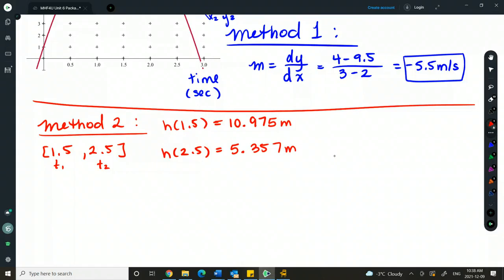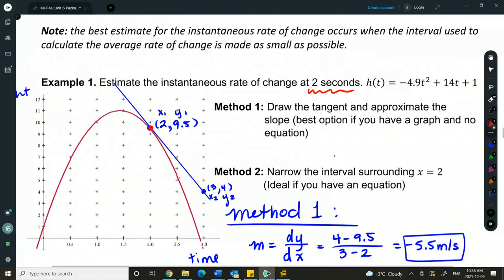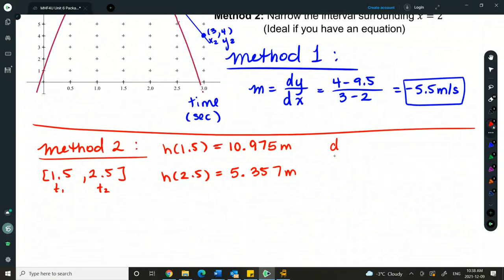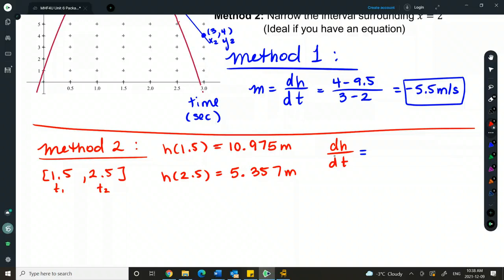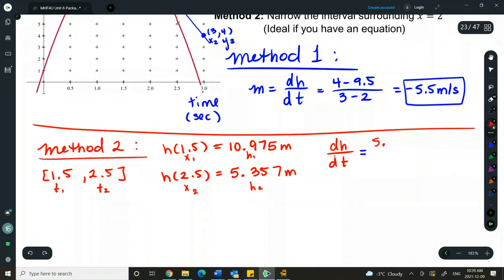Okay, so if we were to find the instantaneous rate of change, we would do delta y over delta x, or I guess I should have been using delta h over delta t. So dh over dt, I might actually just change this one as well to align with our variables, dh over dt. And that will be equal to h2 minus h1. So let's call this h2, h1. This will be t2, t1. 5.357 minus 10.975 over 2.5 minus 1.5, which is really just 1.